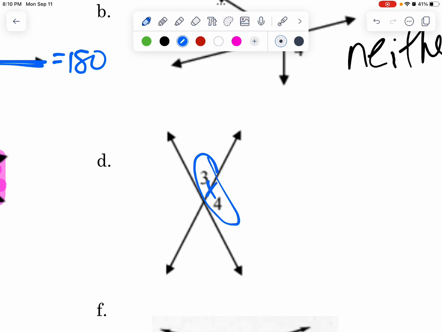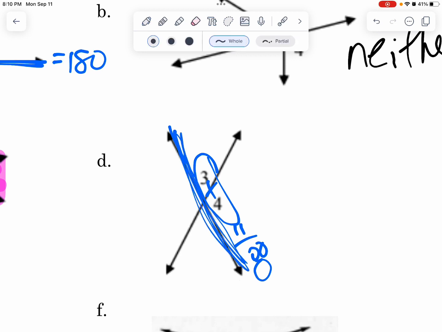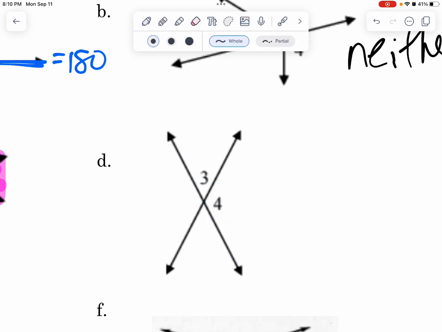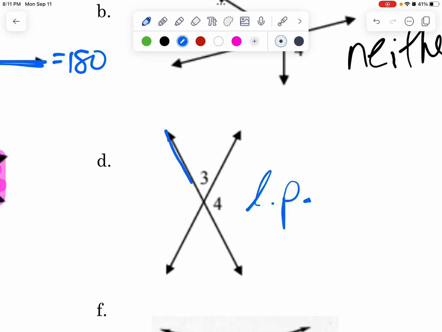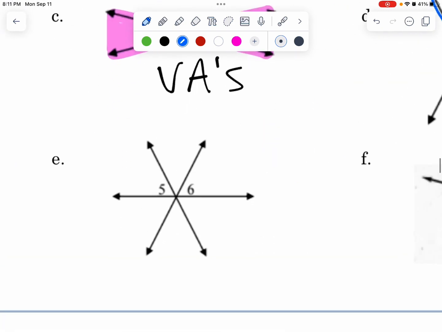What about these? I can add them together and they equal 180 degrees because, do you see the straight line? When you have a straight line, that means that they are supplementary. That is a linear pair. They form a straight line together. Here's the line. Here's the ray that they share. Linear pair.